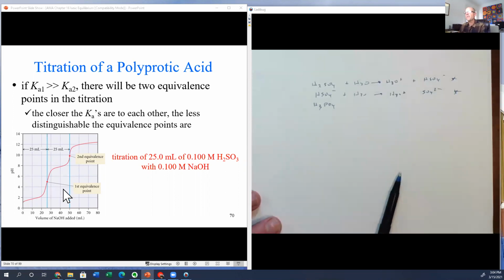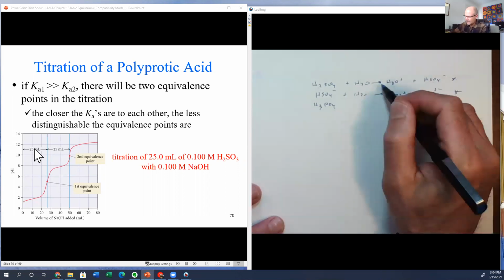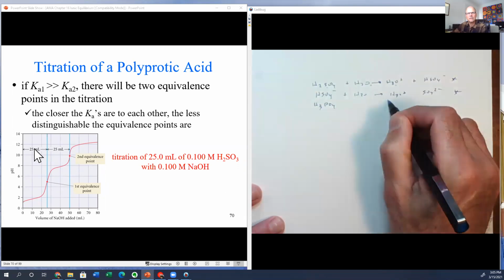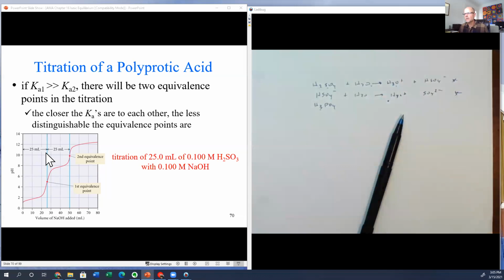The important thing about this is that the volume to the first endpoint is going to be exactly the same as the volume to the second endpoint. Why is that? Because the moles of acid are the same, right? So it's going to take as many moles of base to get the first proton titrated as it does to get the second one titrated. All right. So the volume to the first endpoint is going to be the same as the volume to the second endpoint.